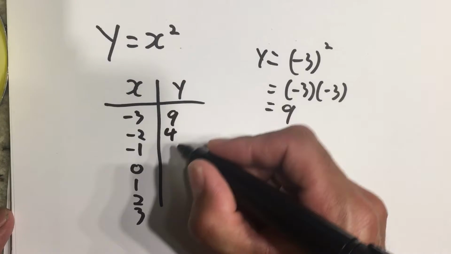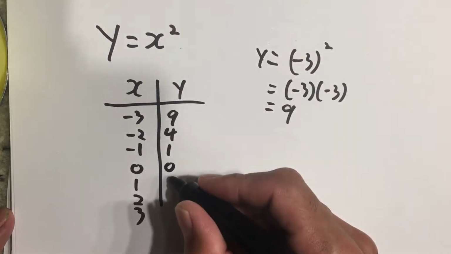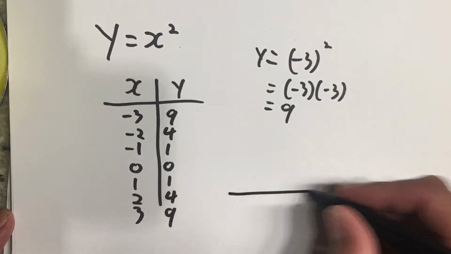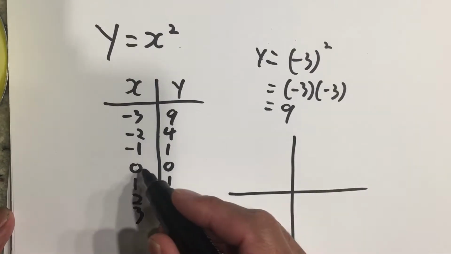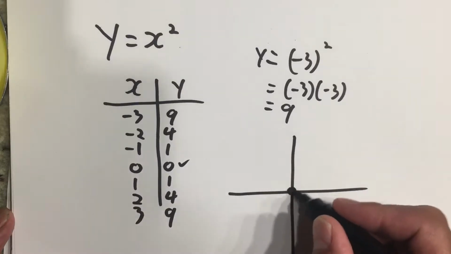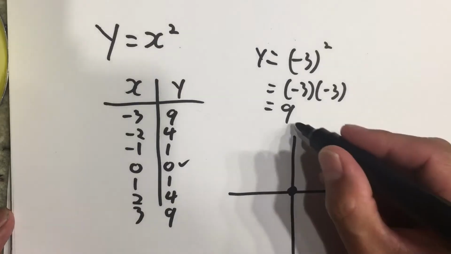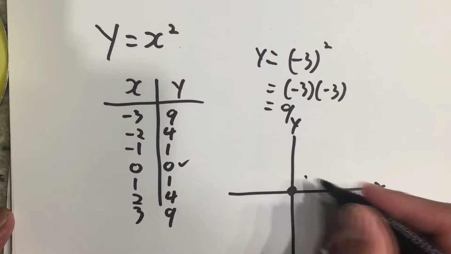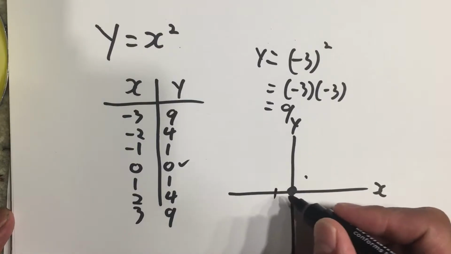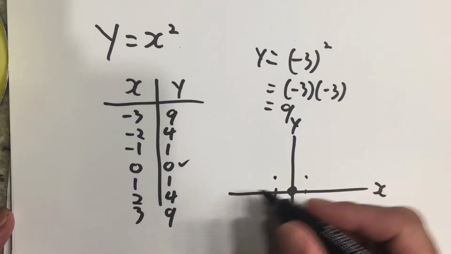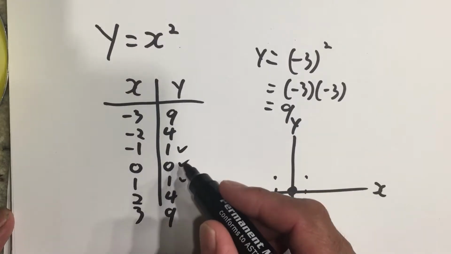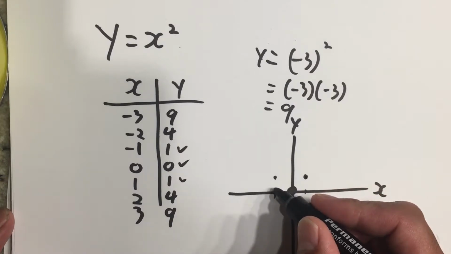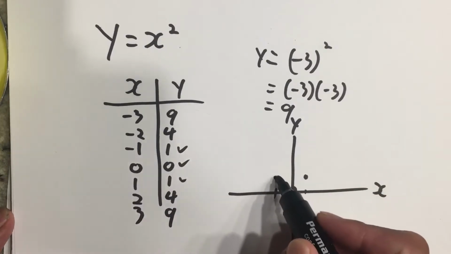Negative 2 squared is 4. That's 1, 0, 1, 4, and 9. And now to plot this, we have our point 0, 0. That's right here. Remember, this is the x-axis and that's the y-axis. 1, 1, so that means when we go over 1, we go up 1. When we go over 1 to the negative side, we also go up 1. That's this point here. So I've started at the middle and worked my way out. So that's 0, 0, that's 1, 1, and this is negative 1, 1.